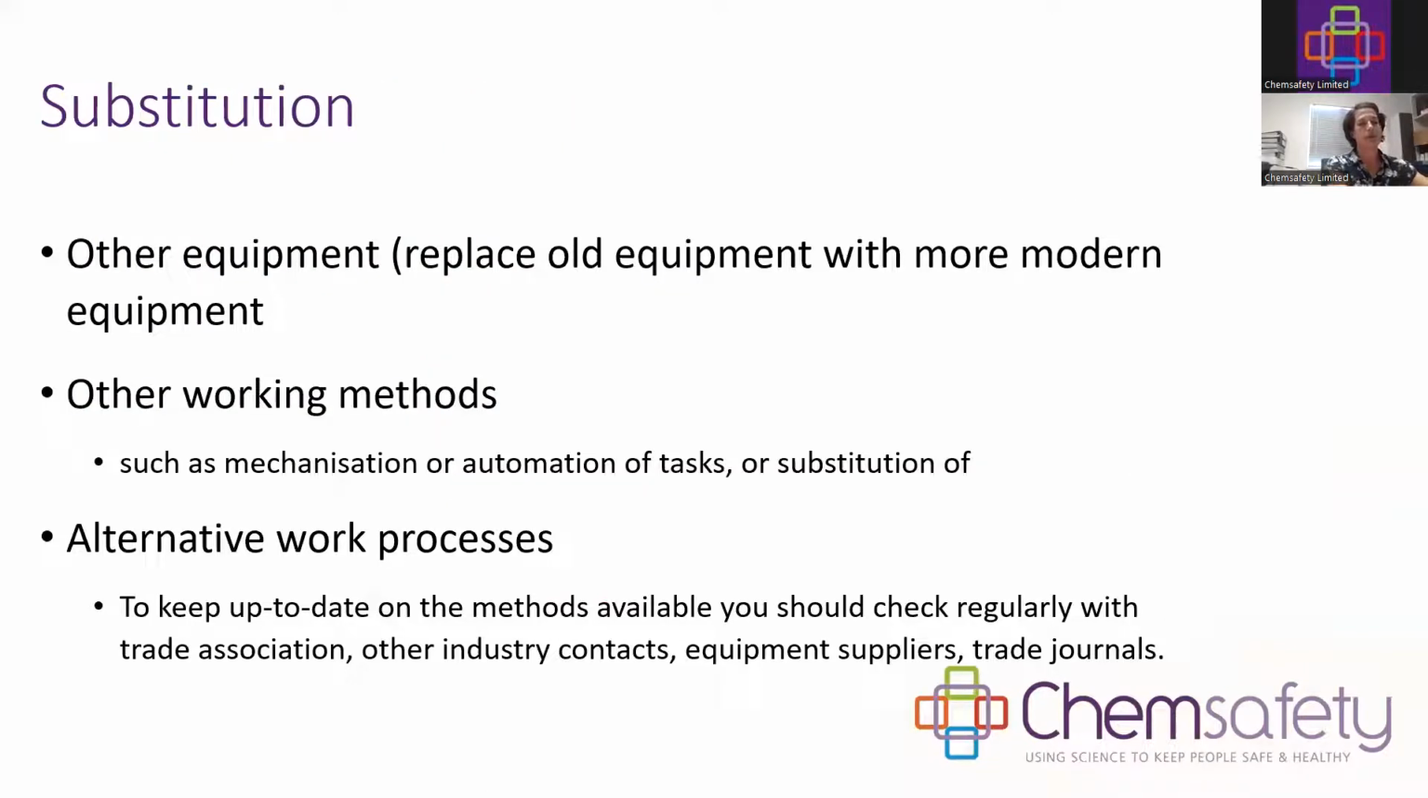So with substitution, what is meant is substitution with other working methods. It may be possible to find alternative work methods to eliminate or reduce exposure to vibration. This may involve mechanization or automation of the task, or substitution of alternative work processes, trying different tools, like more modern tools, is usually a good approach. And then doing some research on what type of tools are on the market these days. That can be done through trade associations, other industry contacts, equipment suppliers, or trade journals.